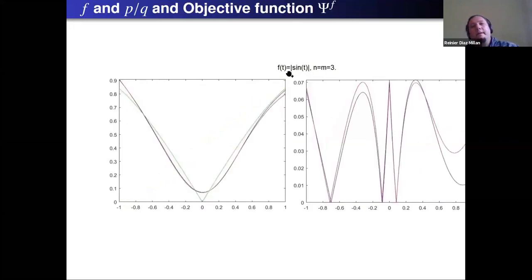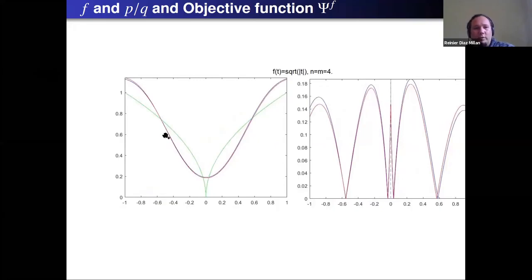Here is absolute value of sine of t that is not continuous at zero, and this is the approximation of the function. This is the objective function. Again, with this point is the active set, and this is the active set for the case of the red function. And for the square root, that is most incisive here, this point here is very hard to approximate by continuous functions. And this is the result, and these are some pictures.